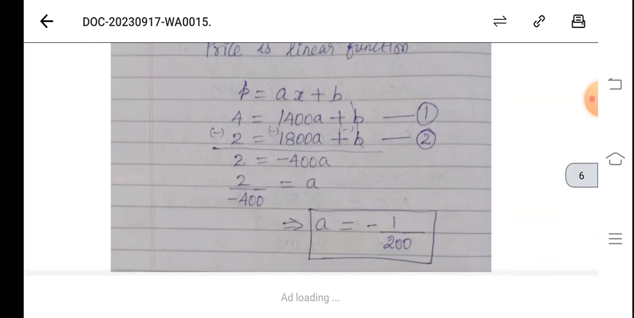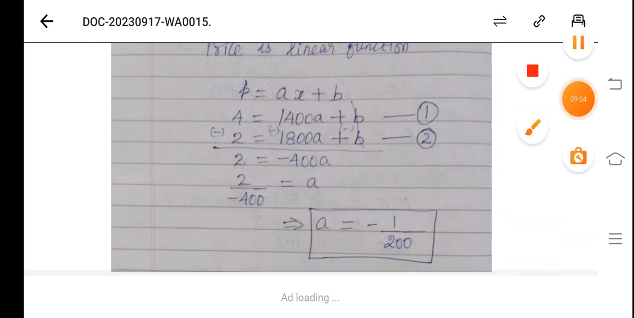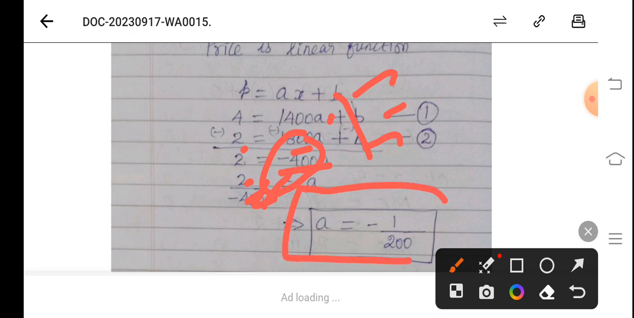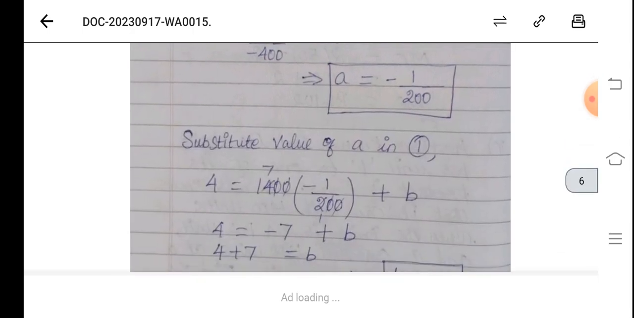Since they said the price P is a linear function, we consider P as ax plus b. Apply the P value 4: 4 equals 1400a plus b. Then apply 2: 2 equals 1800a plus b. Elimination method: plus b minus b cancelled. 1400 minus 1800 will be minus 400. 4 minus 2 is 2. So a equals 2 by minus 400, and that gives a equals minus 1 by 200.